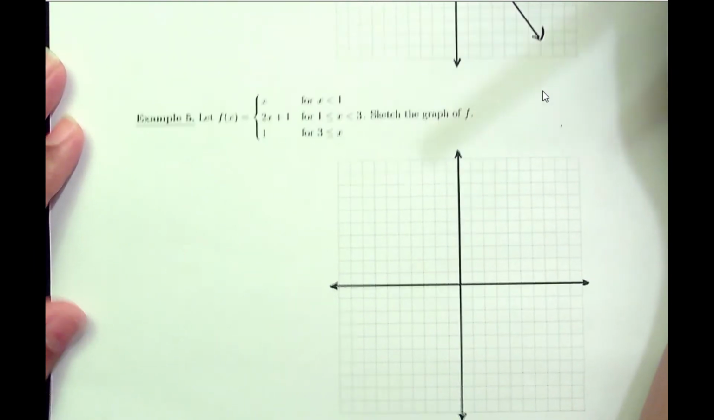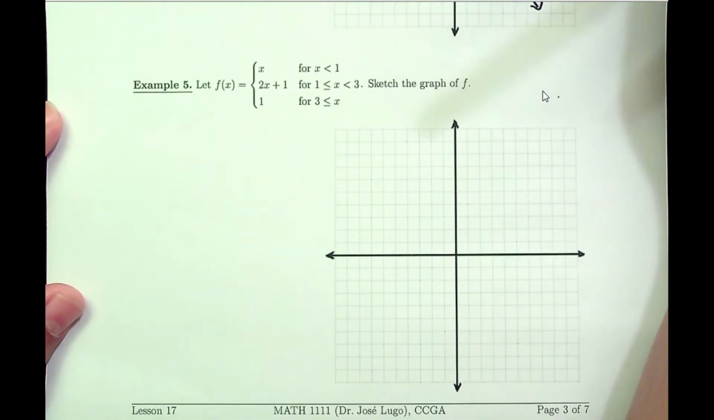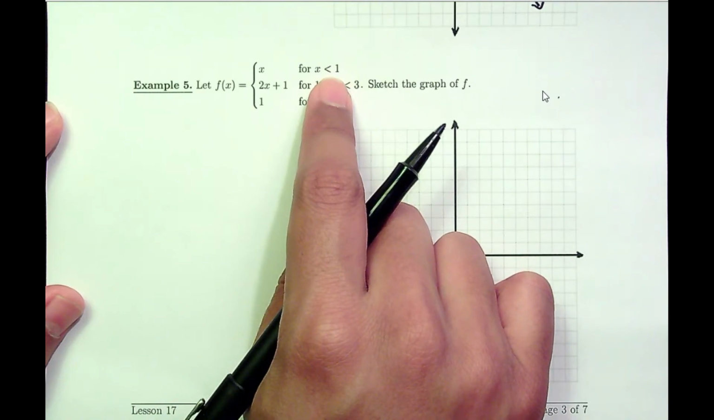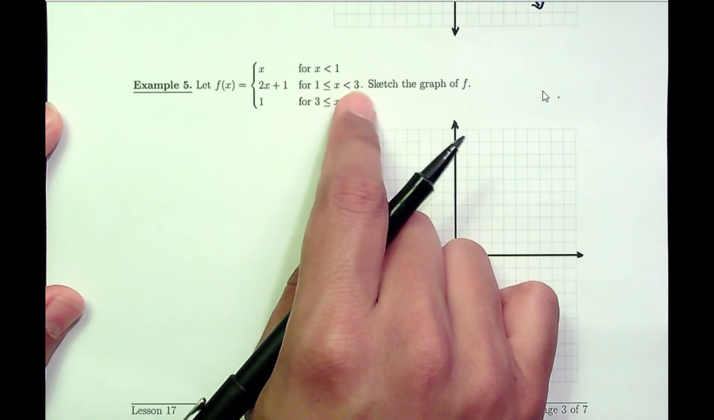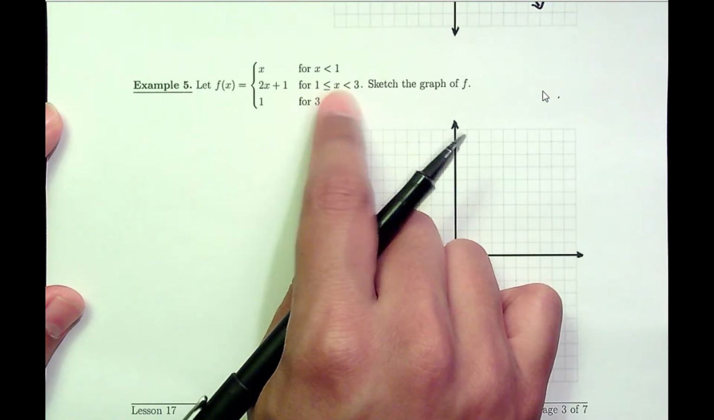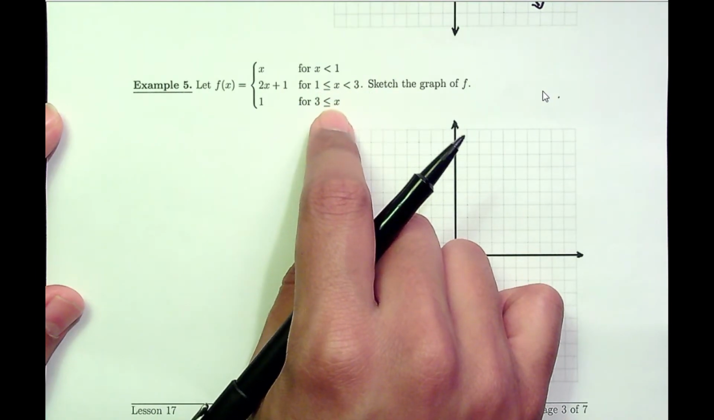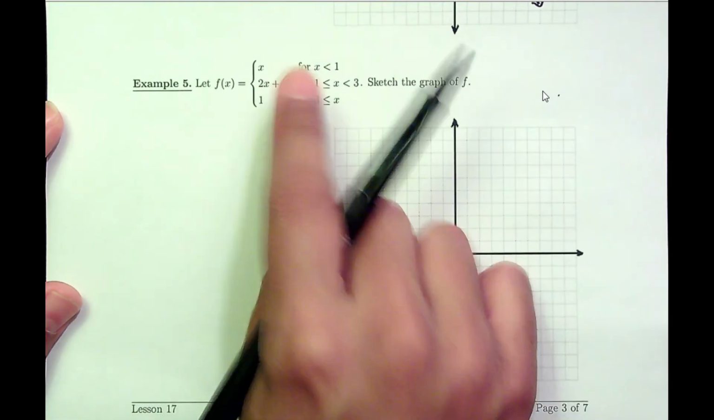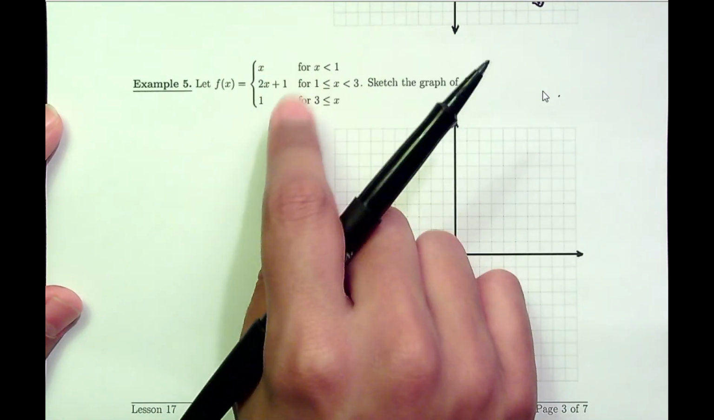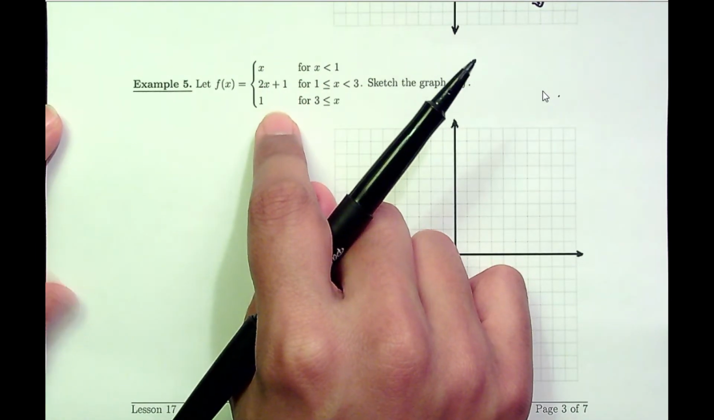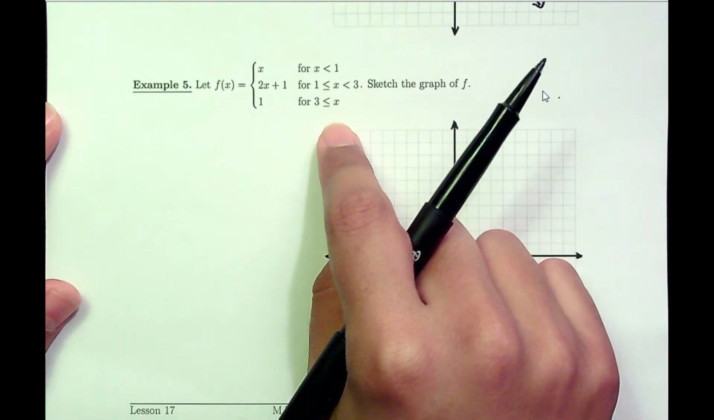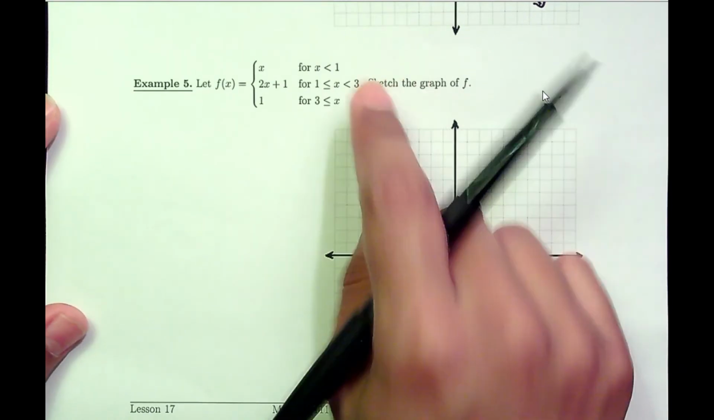Okay, this one has three pieces. First piece is from minus infinity to 1, then the middle piece is from 1 to 3, including the 1 but not the 3, and then the next one from 3 to infinity, including the 3. Let's note that again, I'm making all these ones easy, so all of them are going to be just like lines, not too complicated. As long as you understand the concept, that's what matters.